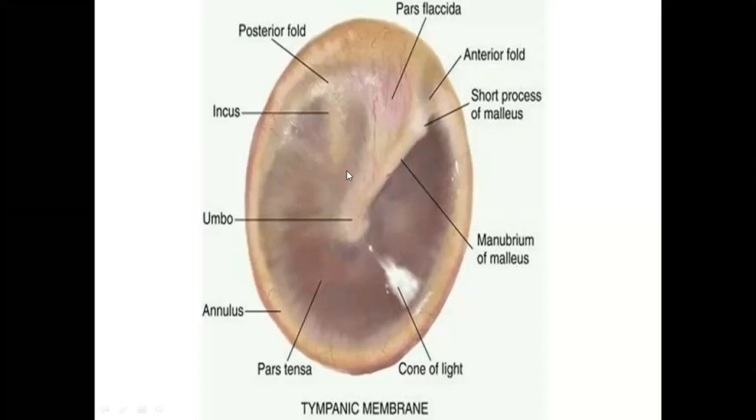So this is the remaining part of the middle ear cavity. This is the tympanic membrane. This is the handle of the malleus. This is the inner side of the tympanic membrane, and this is the handle of the incus. Okay, they are parallel to each other.